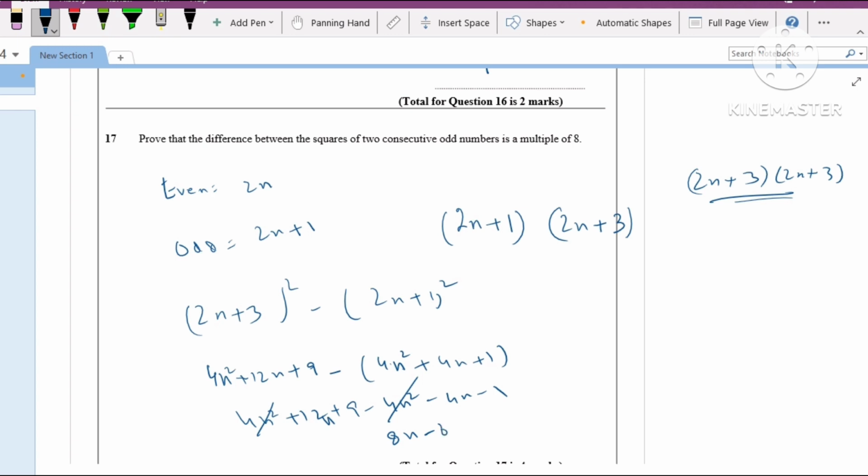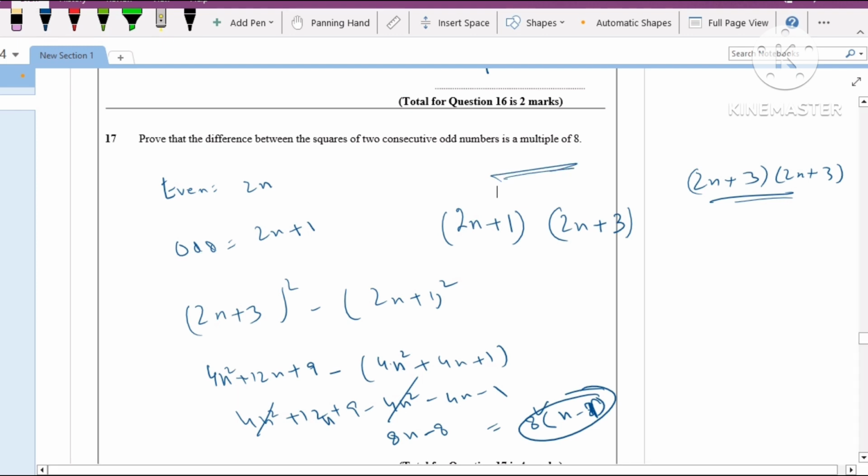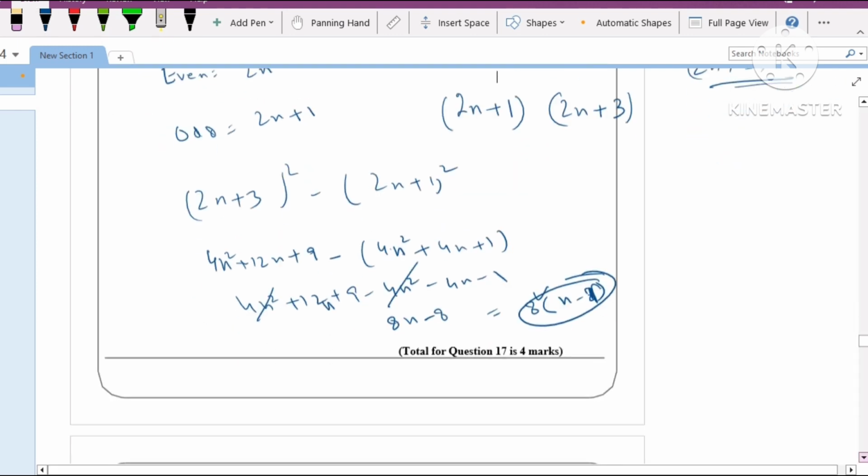So 8 is basically common. So you will write 8 and minus 1, sorry. You can see clearly that this is a multiple of 8, and he is looking for this proof. This is the next question, question number 17. We're going for question number 18.